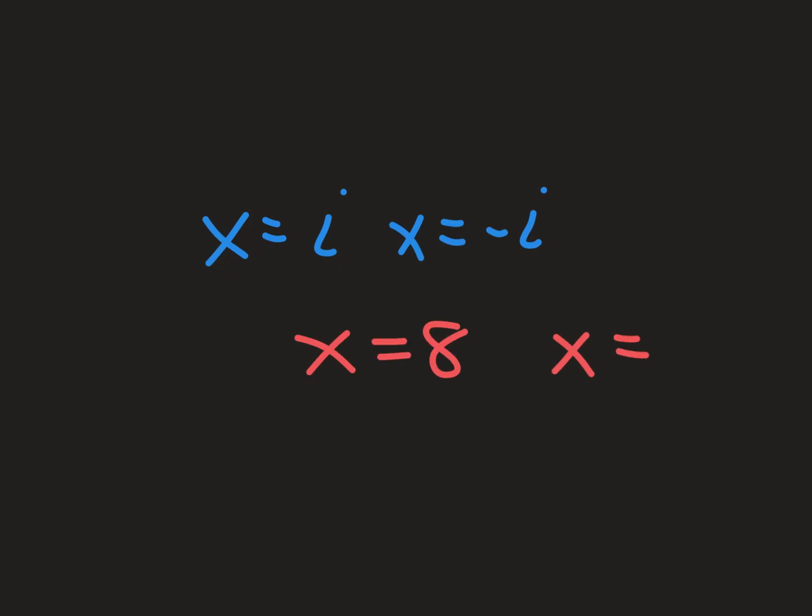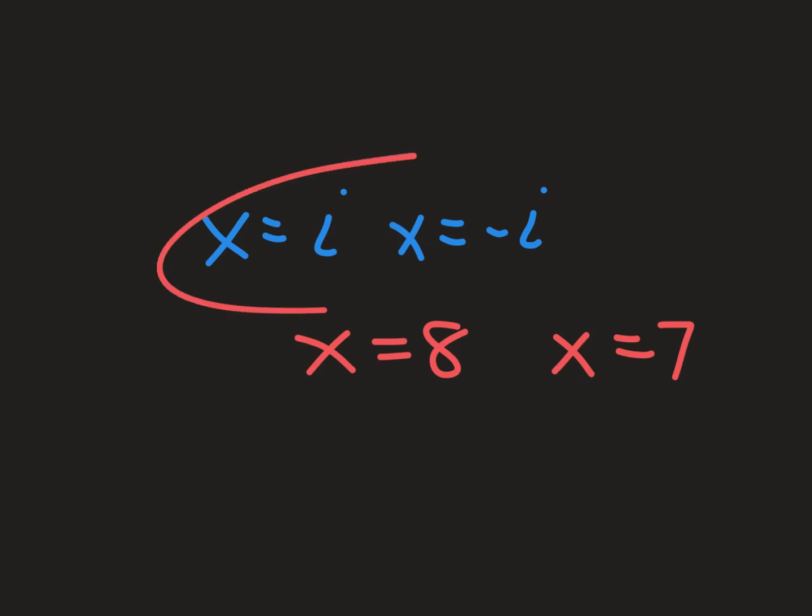Let's say I had these 4 answers. X equals i, x equals negative i. If you ever have an imaginary, you're going to have a plus i and a minus i. You'll always have 2 imaginaries. If you have an imaginary at all, they come in sets of 2. Then, let's say I had another answer that's x equals 8, and another answer that's x equals 7. Well, do you know that that means there's 4 answers, but only 2 of them are x-intercepts?